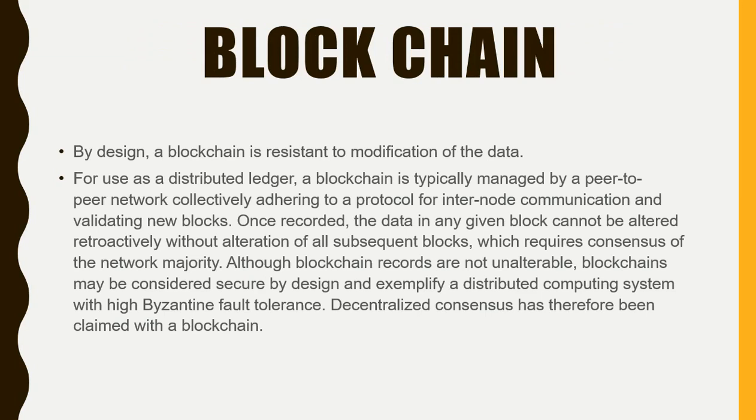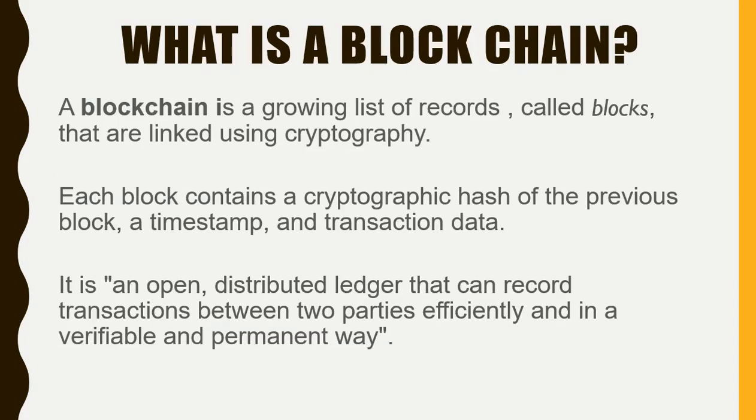By design, a blockchain is resistant to modification of the data. Now you must be wondering why. Now let me tell you. As you have already studied, each block contains a cryptographic hash of the previous block. That is, each block contains a unique value that is generated from the data it has. So each block generates a cryptographic hash which is used by the next block that is going to link with this block.